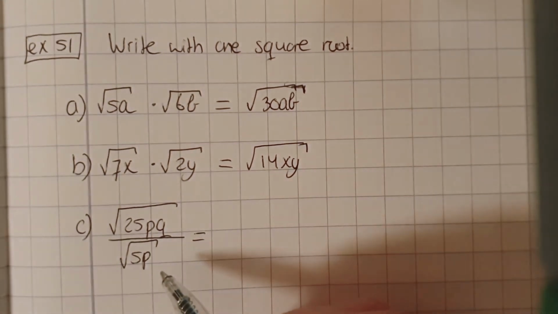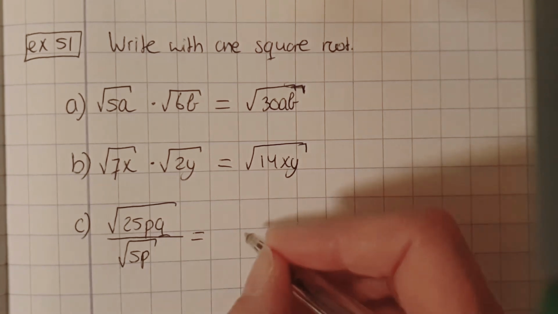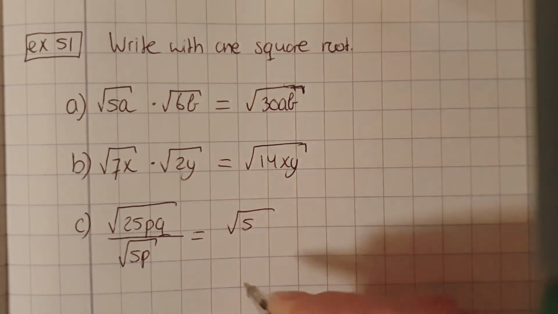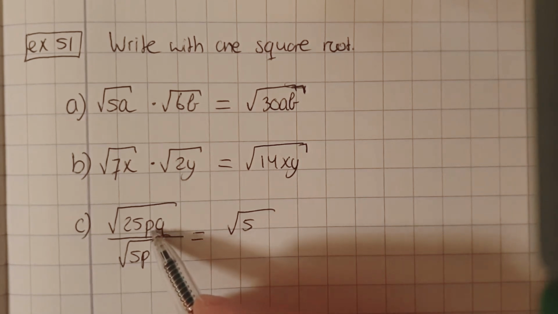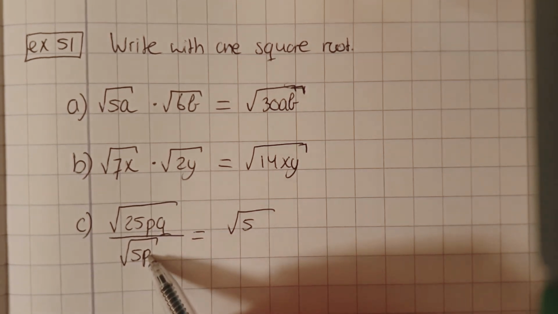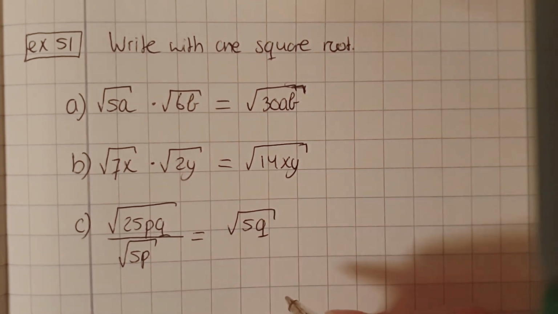This one is divided, so both square roots, you just do 25 divided by 5. I know that is 5. And pq divided by p. I can divide this one by p and I can divide this one by p. So the leftover is q. So it's square root 5q.